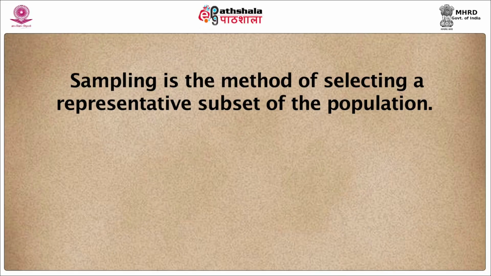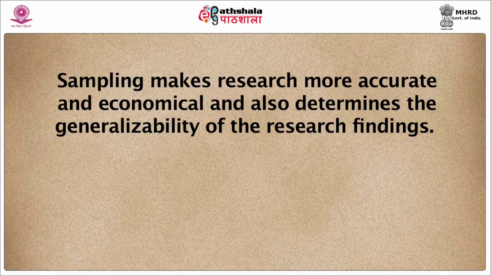One must ask, what is sampling? Sampling is the method of selecting a representative subset of the population. Sampling makes research more accurate and economical and also determines the generalizability of research findings. In simple words, the process of choosing a sample of the population to study is called sampling. Sampling is done as it is practically impossible to cover the entire population in a large social research.